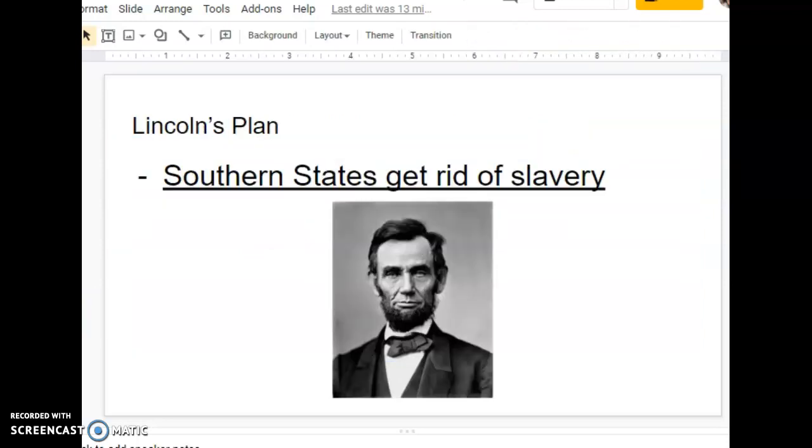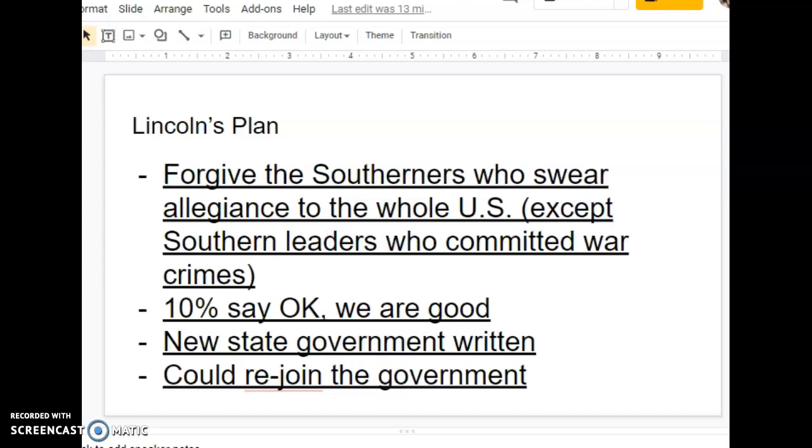Lincoln actually wanted to go pretty light on the southern states. So this was all like what states had to do in order to join back into the country. So he said southern states had to get rid of slavery. He was willing to forgive the Southerners who would swear allegiance to the U.S. So they would say, like, the Confederacy is no more, I'm willing to come back to the country, and I swear that I'm not going to be treasonous against the U.S. Except any Southern leaders who committed war crimes, he would not allow them to come back into the government and get the full benefits of being part of the U.S.